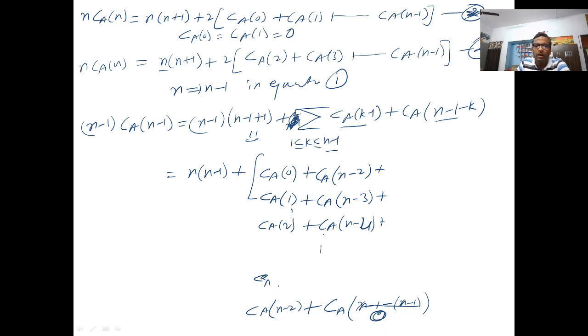If we put k is equal to n minus 2, then the term will be Ca of how much? Ca of n minus 3 plus Ca of 1. Just try to evaluate it. Now try to look at this as a whole. Means Ca of 0 is there, Ca of 0 is there, then Ca of n minus 2, Ca of n minus 2, then Ca of n minus 3, Ca of n minus 3, Ca of 1, Ca of 1.